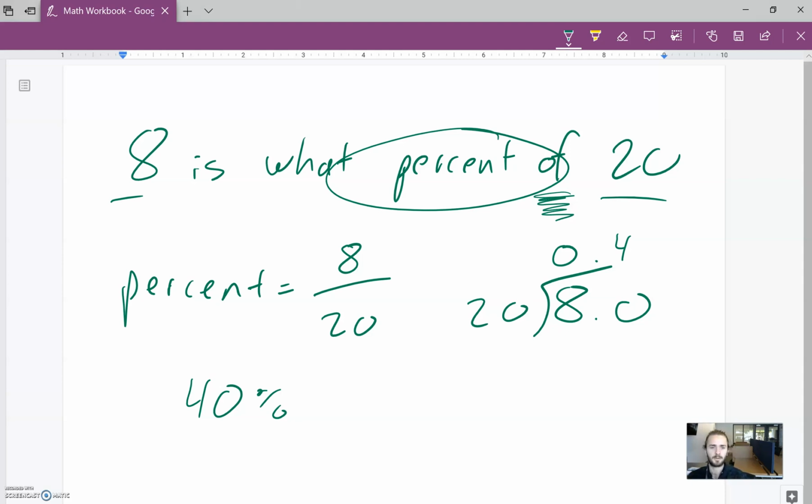So these are the two kinds of problems that we had on our homework check today. I know we had a lot of trouble with them. Hopefully referring back to this video will help you out with those.